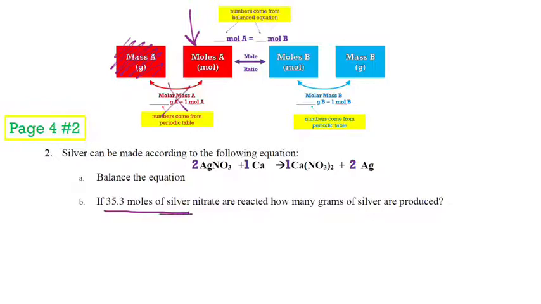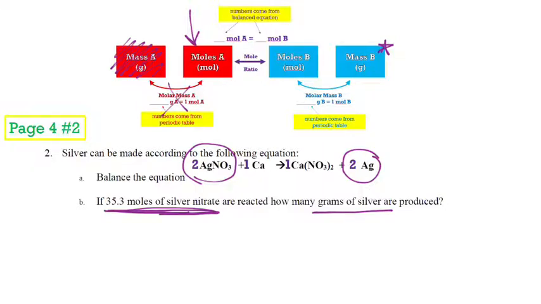I almost stopped reading. Silver nitrate. That's this stuff here. Are reacted, and it's asking us how many grams of silver are produced. So here's my silver, and it's wanting grams. So that does mean I'm going to be going a little bit farther than last time. I'm going to put a star here because that's where I'm trying to get to.